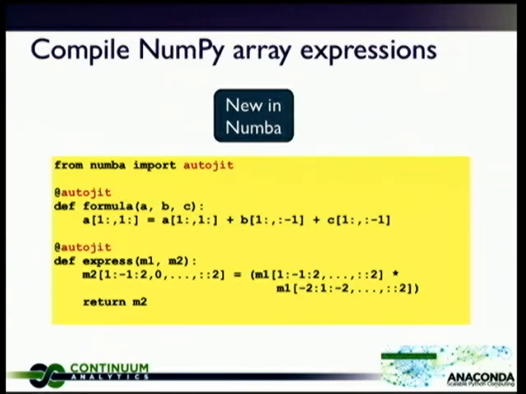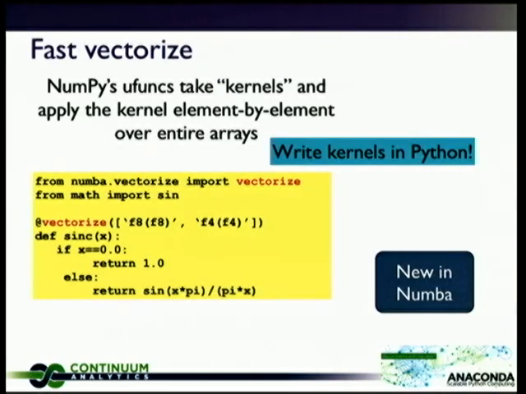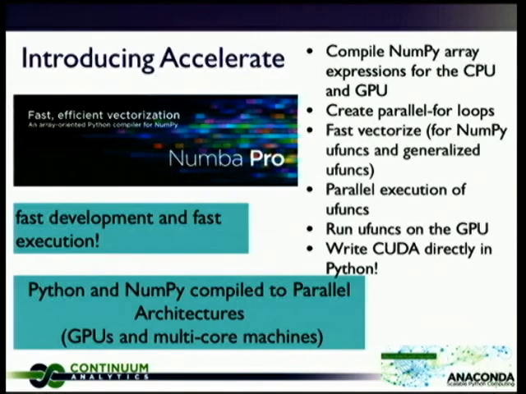But that's a hard problem, and we're making progress on it. And this is the idea of vectorize. So Accelerate is a new product. It's an add-on to Anaconda. So it is a commercial product.